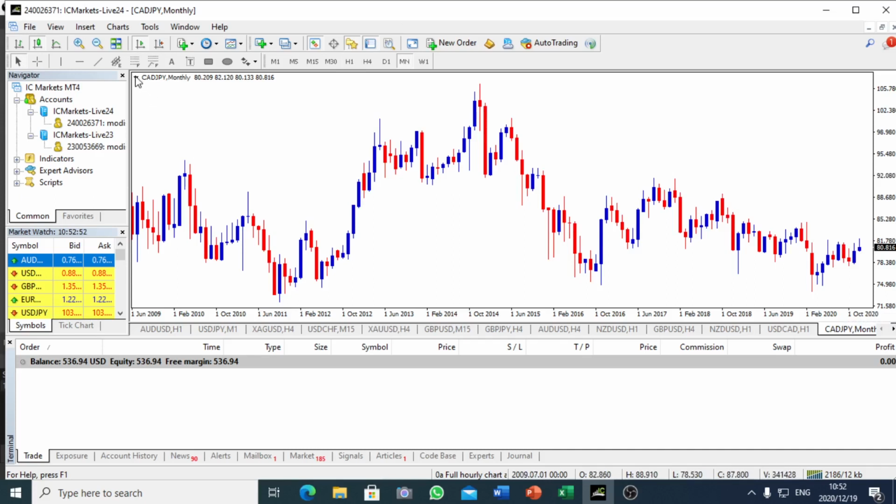But in simple terms, what does this mean? What is the pair? Canadian dollar versus Japanese yen. It means that if you want to buy 1 Canadian dollar at the moment, you will have to use 80,816 yen, Japanese yen, in order to buy 1 Canadian dollar. You will learn more and see the meaning of this price as we move on in our course.